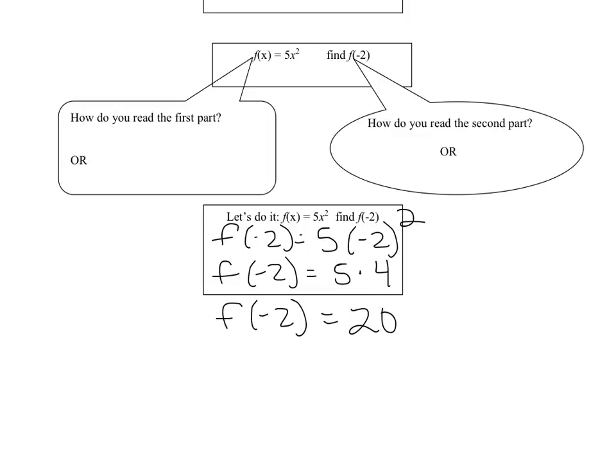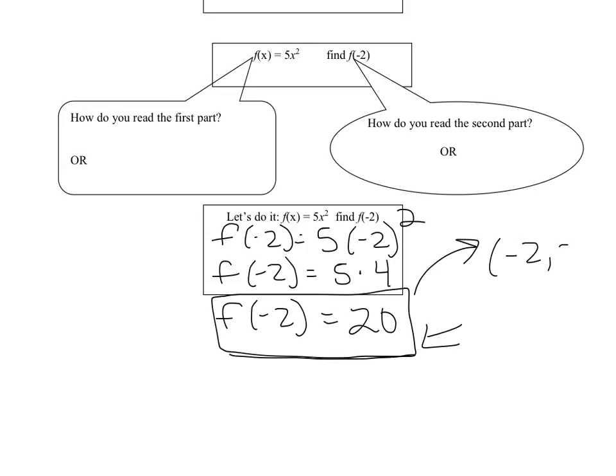Now on a quiz, I'm going to say use proper notation. Your final answer really shouldn't just say 20, it should say f of negative 2 equals 20. Just a reminder again, that is just the ordered pair, negative 2, 20. When x is negative 2, y is 20. Or when my input or domain is negative 2, my output or range is 20.